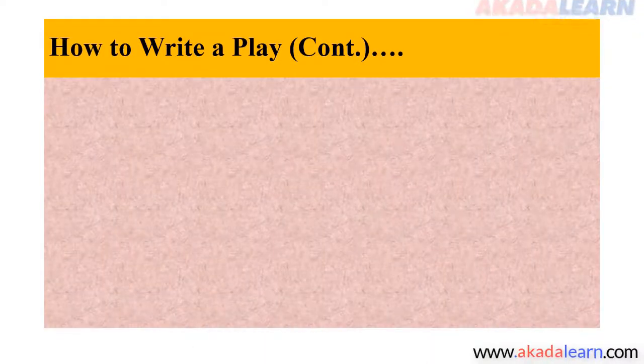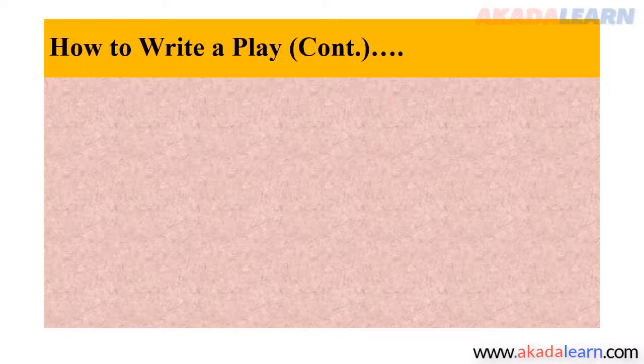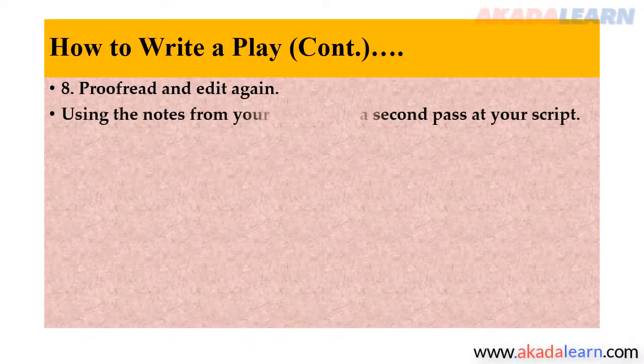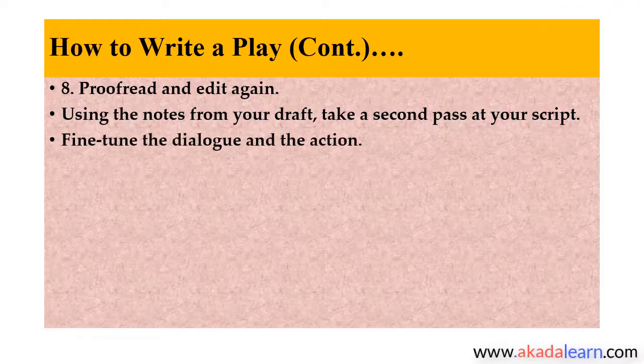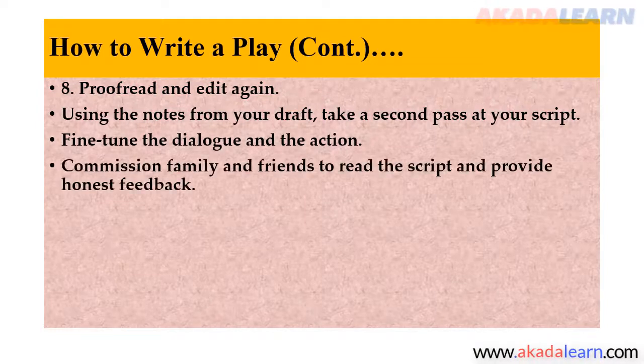The eighth step you need to consider when you want to write a play is that you have to proofread and edit again. Now, using the notes that you drafted when you read and revised earlier on in step seven, you take a second pass at your script and fine-tune the dialogue and the action. Then you can ask family and friends to read the script and provide honest feedback.